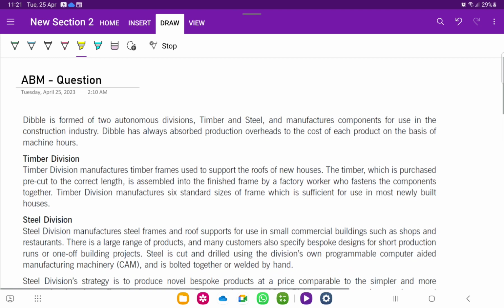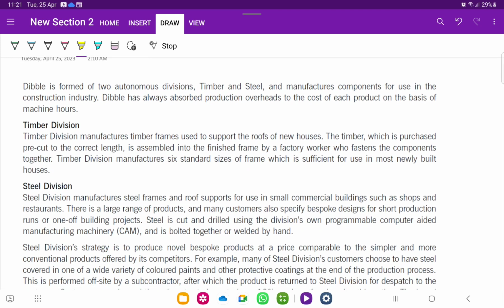So let's see what is given in the question. Let's see what we can do here. DIBEL is formed of two autonomous divisions. Now this is a very important statement. When we are saying autonomous division, this means that the division can take all of their decisions on their own. I mean, if they want to manufacture a component, they can. If they don't want to manufacture a product, they can discontinue it. If they want to include specific properties in their product, they can. If they don't want to include it, they may discontinue. Head office is not going to intervene in that. That's the simple idea, right?